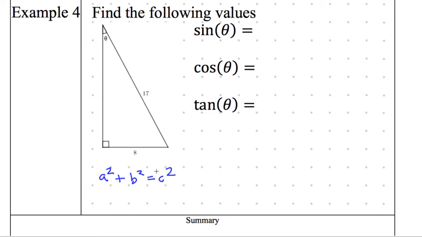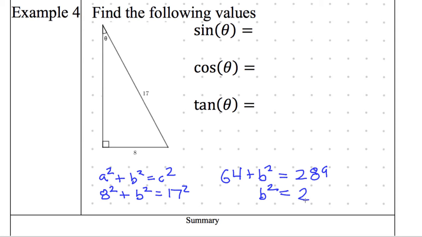What goes in for A, B, C? We can put an 8 for a. So I have 8 squared plus b squared equals 17 squared. I have my square list up here. 17 squared is 289. Now I have 64 plus b squared equals 289. I'm going to subtract 64 from both sides. b squared is therefore going to equal 225. Therefore, b is equal to what, Daisy? If I square root 225?